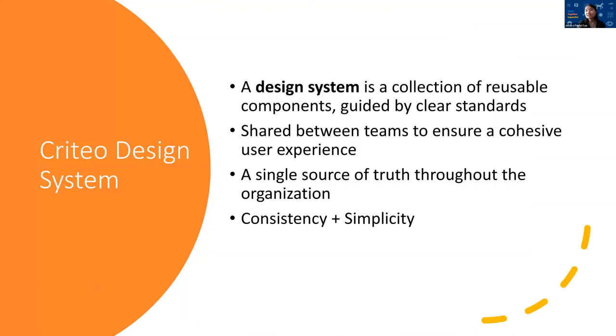What is the Criteo Design System? A design system is a collection of reusable components guided by clear standards that can be assembled together to build products. This set of visual and language components is shared between teams.